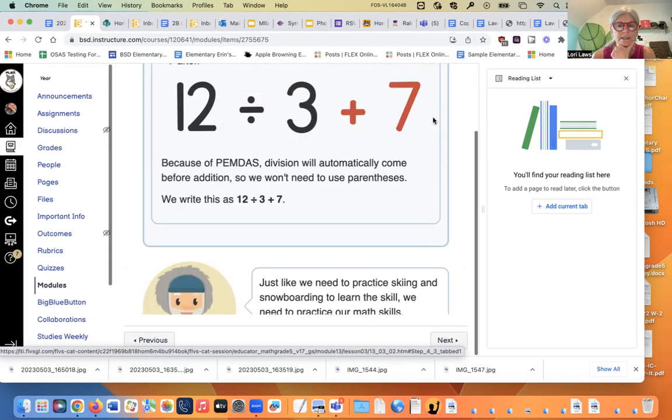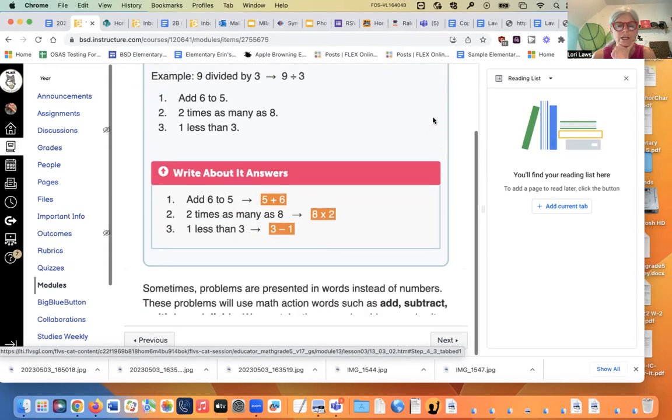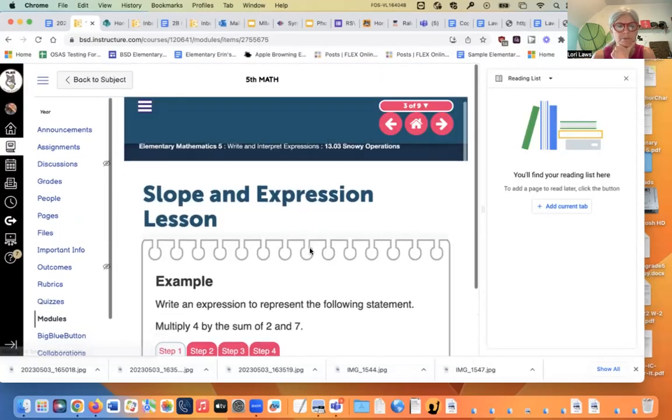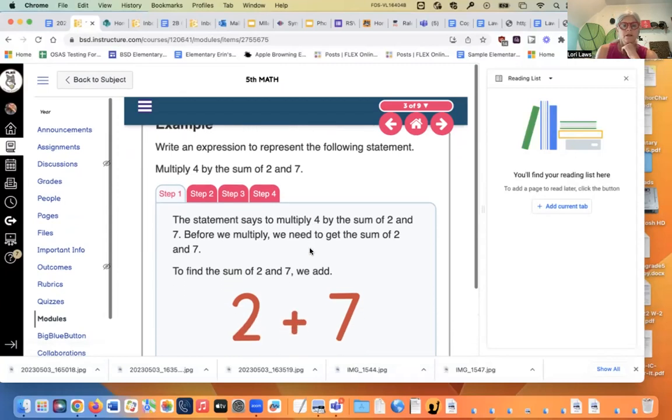Let's go on as it gets more complex. They're adding the stages. When would we need to add parentheses? Let's hope that's on the next page. All right, multiply 4 by the sum of 2 and 7. Okay, here we're going to need parentheses because we have to know the sum of 2 and 7 before we multiply by 4. If we just write it without parentheses, then we're going to go 4 times 2, which is 8, and then add it to 7, which is not the correct answer. We need to add 2 and 7, 7, 8, 9, and then multiply 4 by 9.